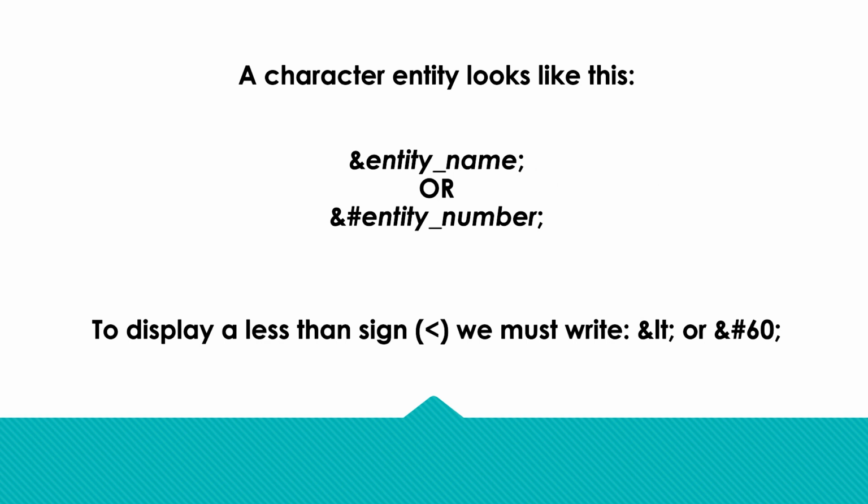A character entity looks like this: ampersand entity name or ampersand hash entity number. To display a less than sign, we must write ampersand lt or ampersand hash 60. The advantage of using an entity name is that it is easy to remember, and the disadvantage is that browsers may not support all entity names, but the support for entity numbers is good.